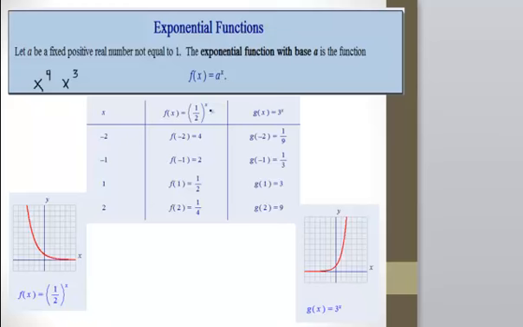F of x equals 1/2 to the x. If you have a 1/2 here, and you raise that to a -2, 1/2 to a -2 means you flip this over. Once you flip it over, the exponent becomes positive. That's where this 4 comes from. So 1/2 to the -1 would be 2. 1/2 to the 1 is 1/2, and 1/2 squared is 1/4. If you were to graph all of these, you would get this picture here.